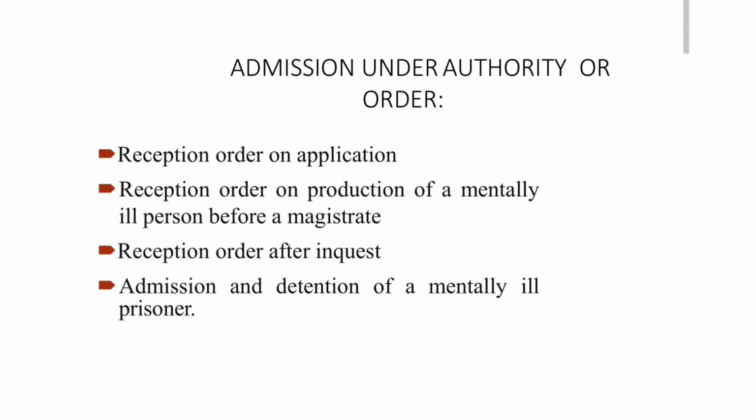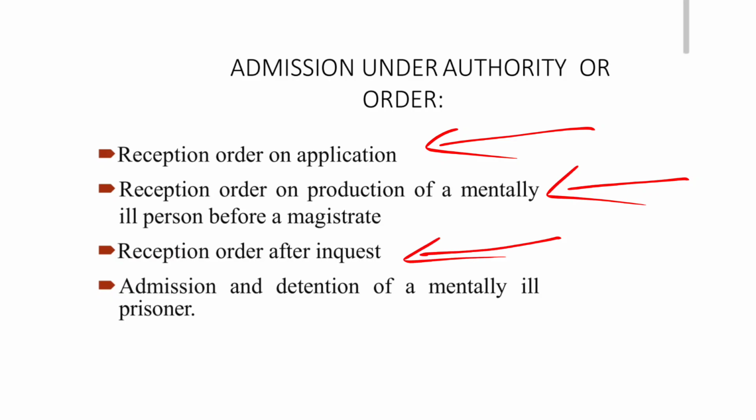So next, moving on to admission under authority or reception order. Under this you have four types: reception order on application, reception order on production of a mentally ill person before a magistrate, reception order after inquest, and admission and detention of a mentally ill prisoner. Okay, so we will see one by one.